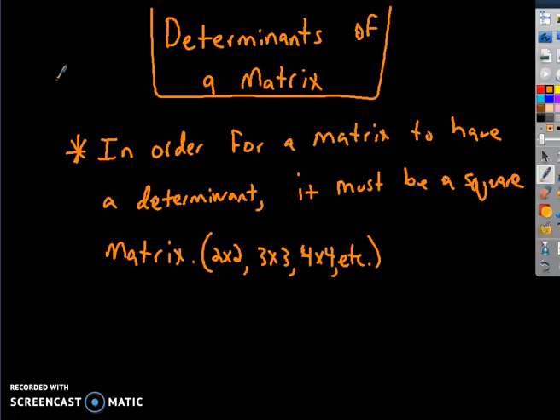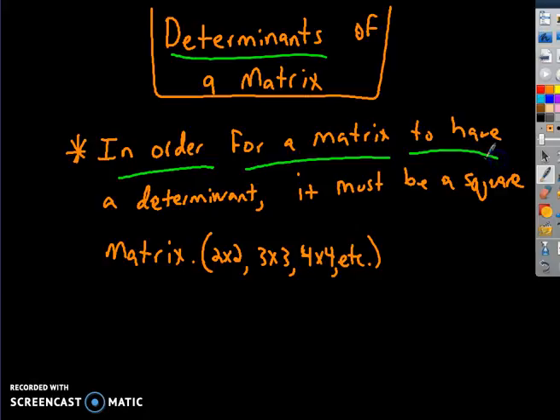Alright, so this video is about finding the determinants of a matrix. Determinants deal with practical applications: the area of triangles and whether or not matrices have inverses. That's why we actually learned it in the first place. But in order for a matrix to have a determinant, it must be a square matrix.